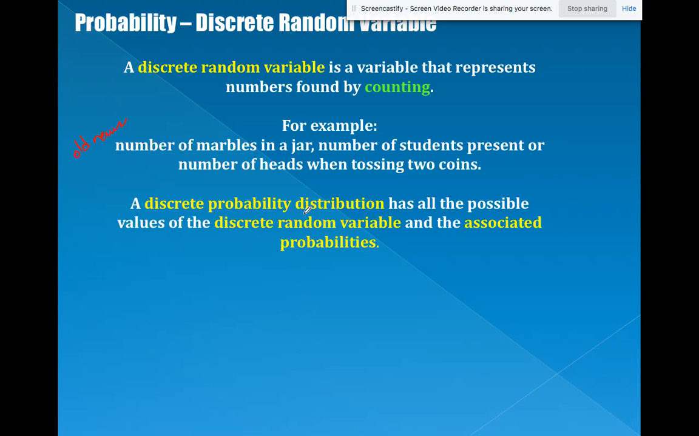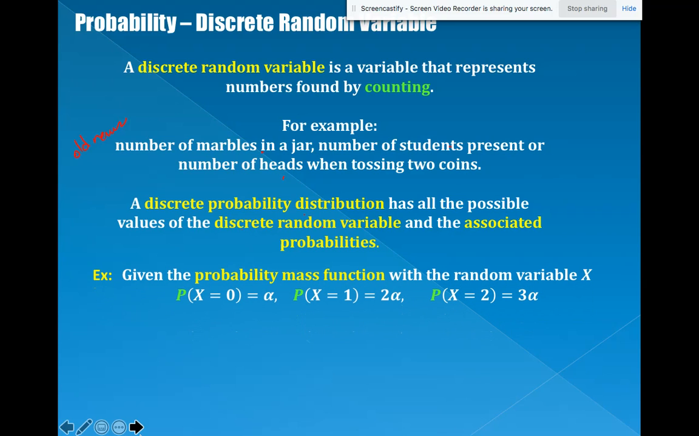A discrete probability distribution has the discrete variables, that list, right? Rolling a 2, rolling a 3, rolling a 4, tossing a head, getting a blue marble, students in the room, and the associated probabilities with it.